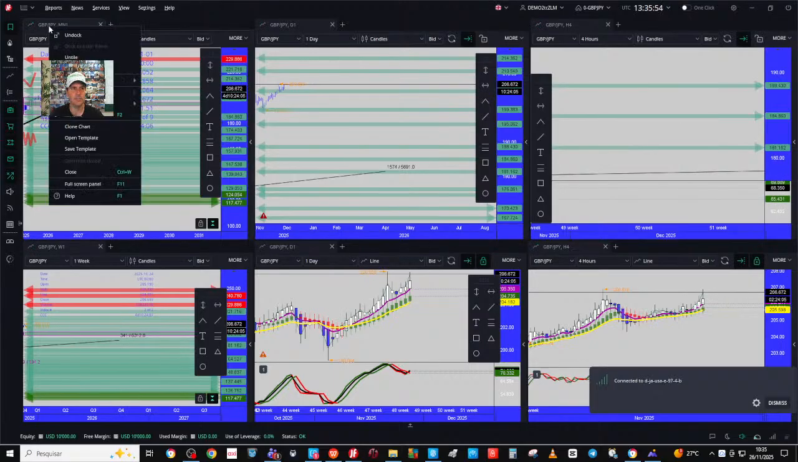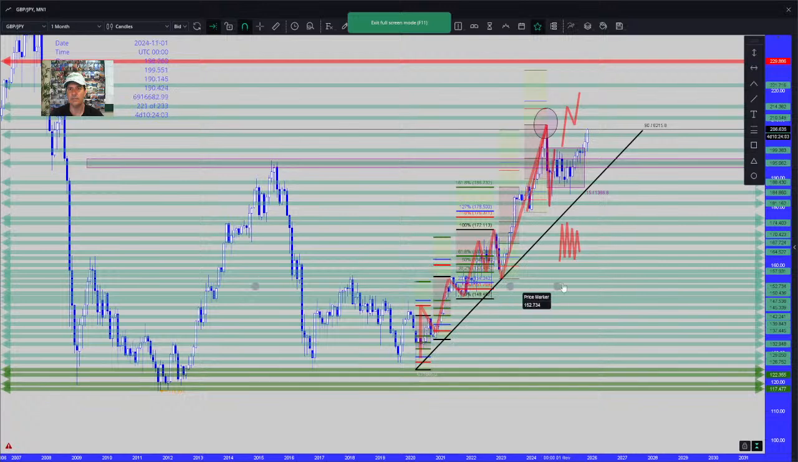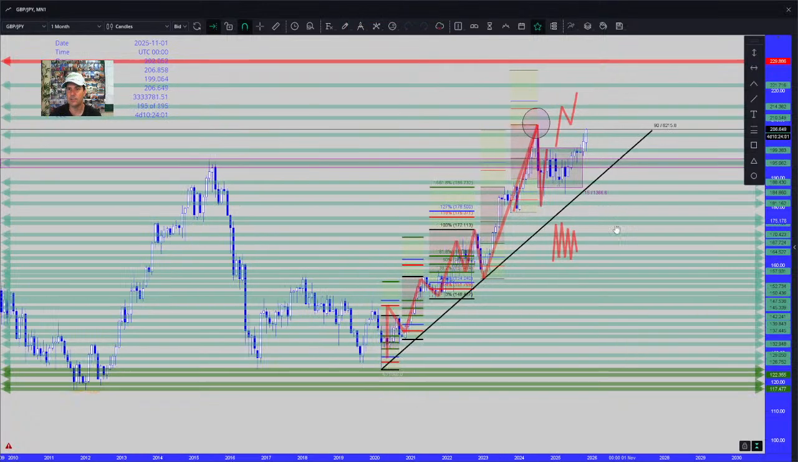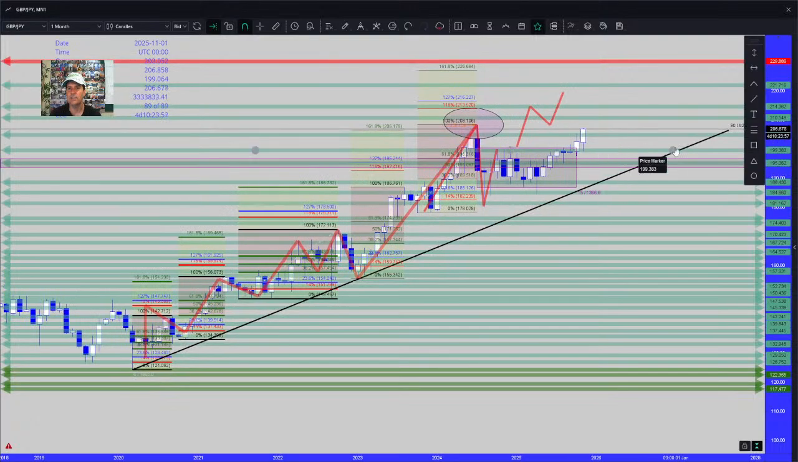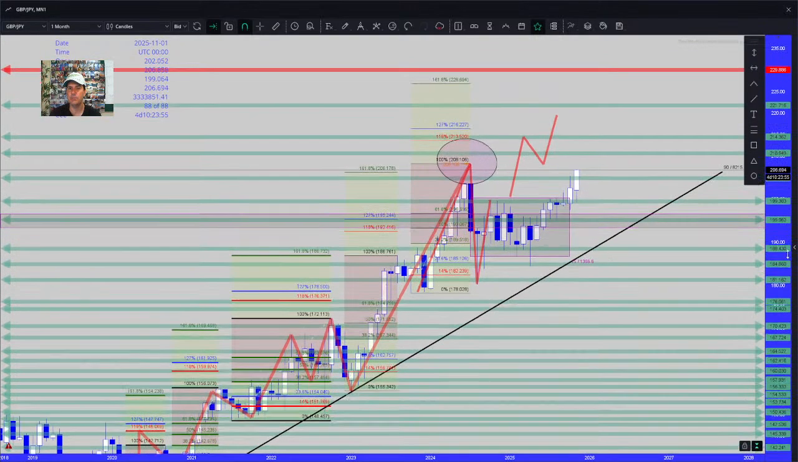Nevertheless, GBP JPY, everybody, monthly chart, do you have the same Fibonacci as I do? Everybody, GBP JPY, I'm deleting a few things.